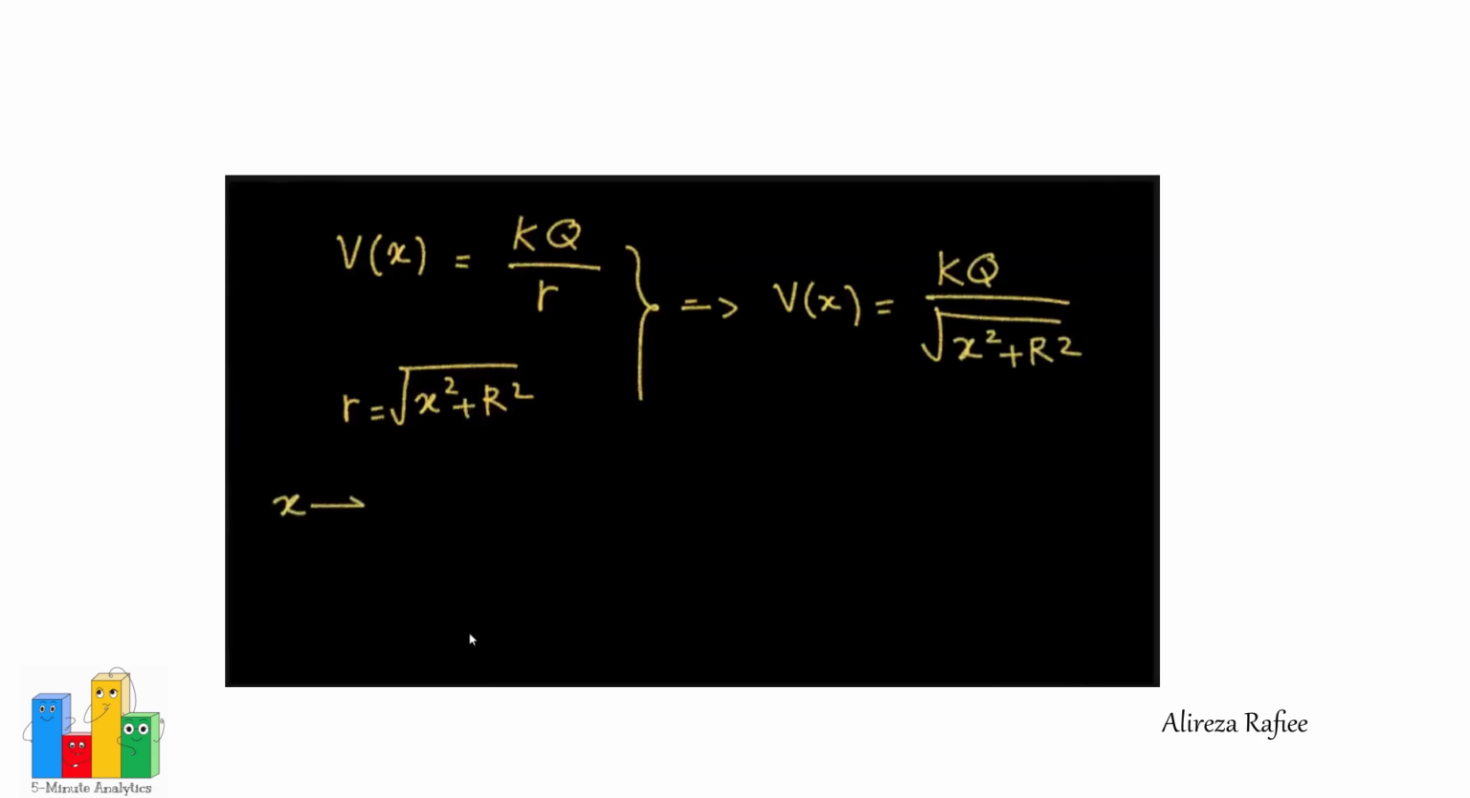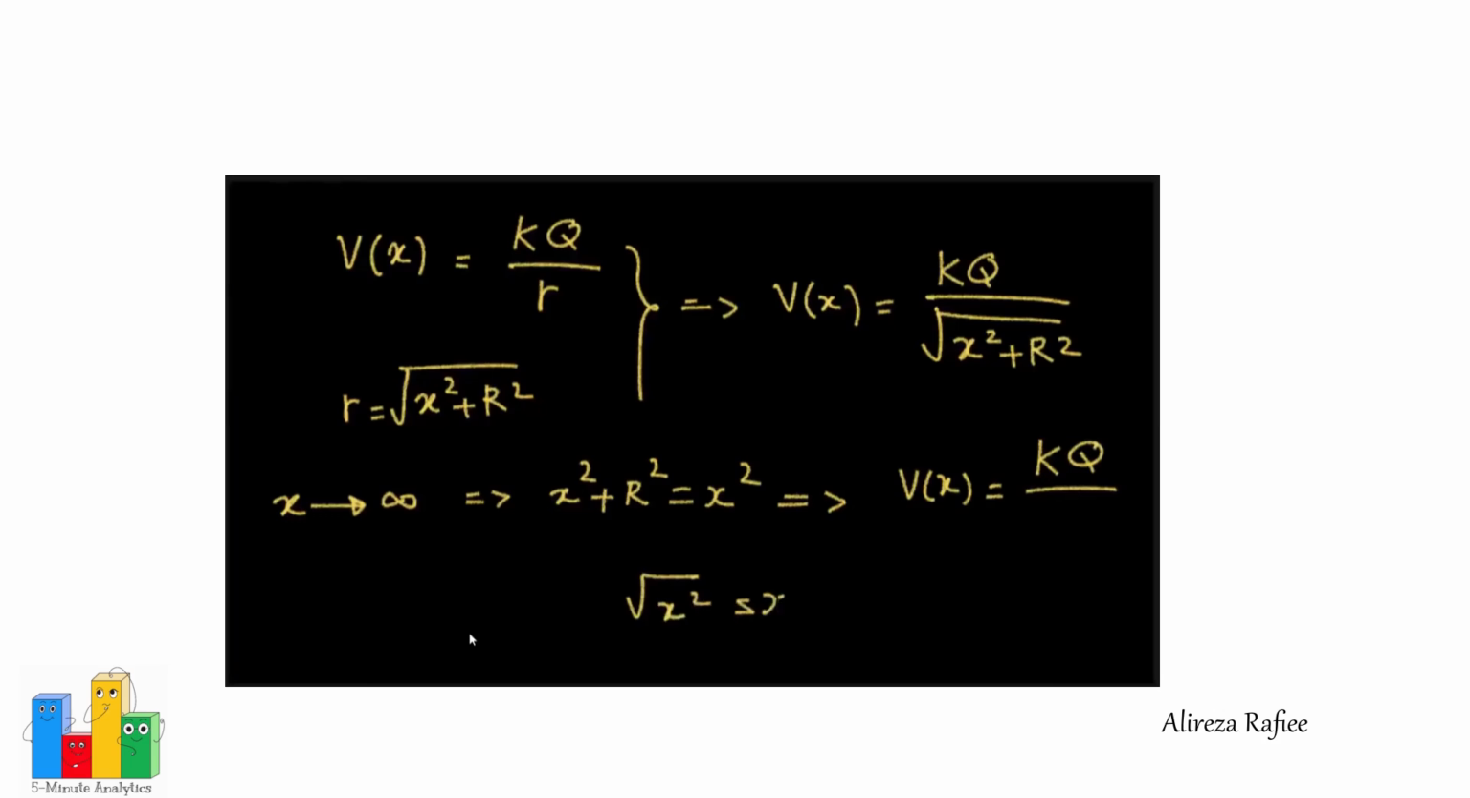Now here's a simple case. If x goes to infinity, meaning you're very, very far away from this ring of charge, you're expecting the entire ring to be seen as just one single point, independent of r. And obviously when x is very, very large, you can conclude that x squared plus r squared is the same as x squared, because x is very large. And so you can conclude that V as a function of x is kQ divided by the square root of x squared, which is x.